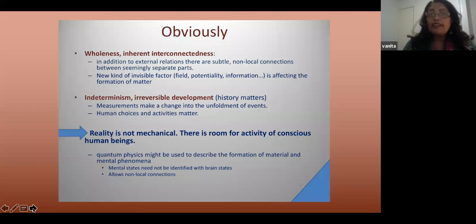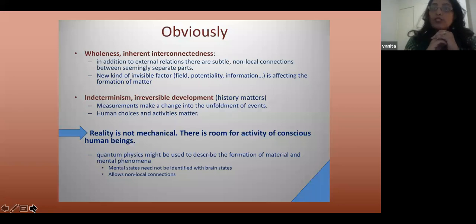Obviously, there is wholeness and inherent interconnectedness; in addition to external relations, there are subtle, non-local connections between seemingly separate parts. A new kind of invisible factor, field, potentiality, or information is affecting the formation of matter. So, in indeterminism, there is irreversible development; history does matter. The measurements make a change in the unfoldment of events, and human choices and activities matter for the correct, or absolutely right, analysis and diagnosis.